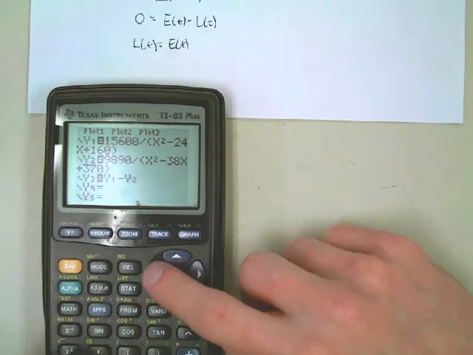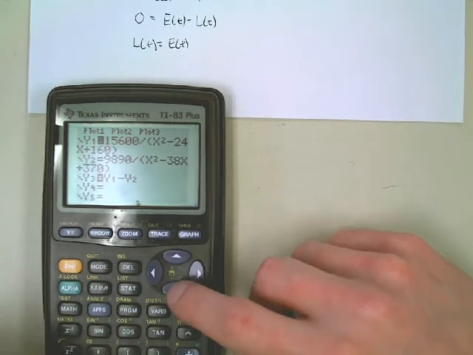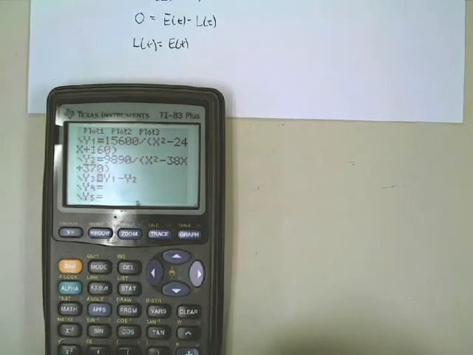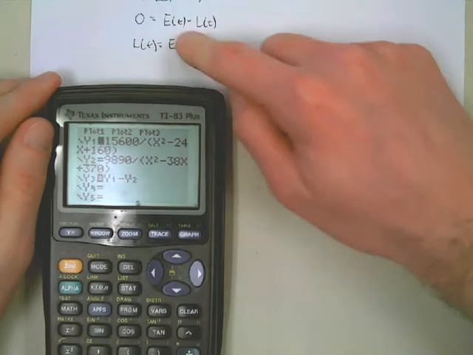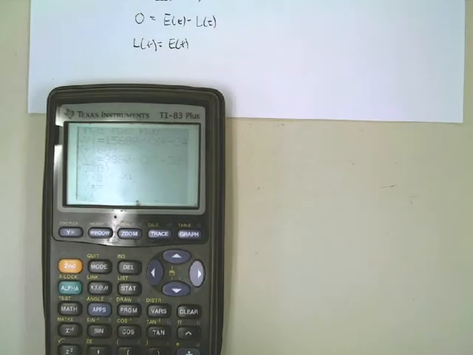Okay, so I'm going to turn off Y1 and Y2 so I don't get confused, and I'm just going to look at E of T minus L of T here, which is these two.